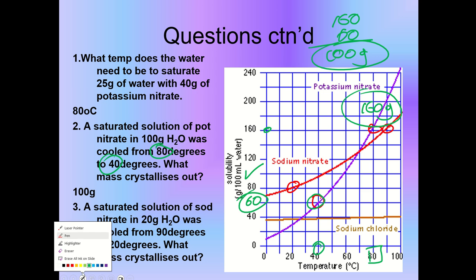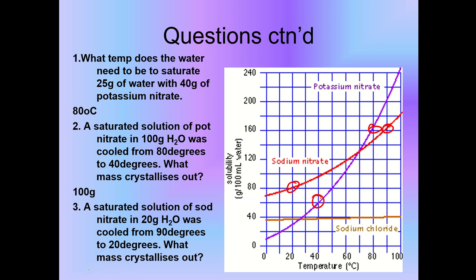Okay, just clear that. So, a saturated solution of sodium nitrate this time. So we're going to use again a different solid. So again, we're using the red line this time, so just be careful. Now this time we've gone for 20 grams of water. So again, be careful. That is going to be 1/5 of the water that we have on our graph. And it was cooled from 90 down to 20, what mass crystallizes out?